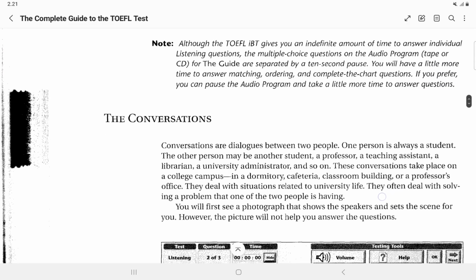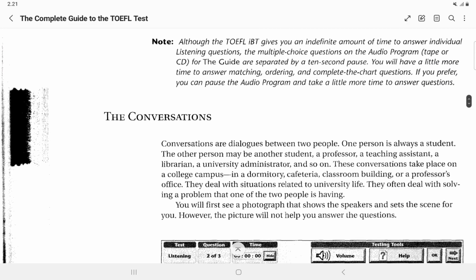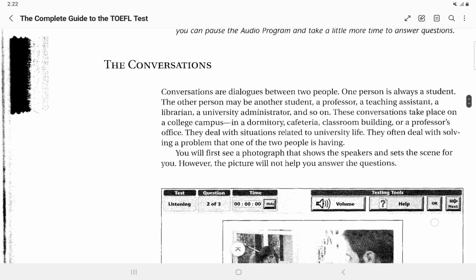Although the TOEFL iBT gives you an indefinite amount of time to answer individual listening questions, the multiple choice questions on the audio program, tape or CD, are separated by a 10-second pause. You will have a little more time to answer matching, ordering, and complete-the-chart questions. If you prefer, you can pause the audio program and take a little more time to answer matching, ordering, and complete-the-chart questions.